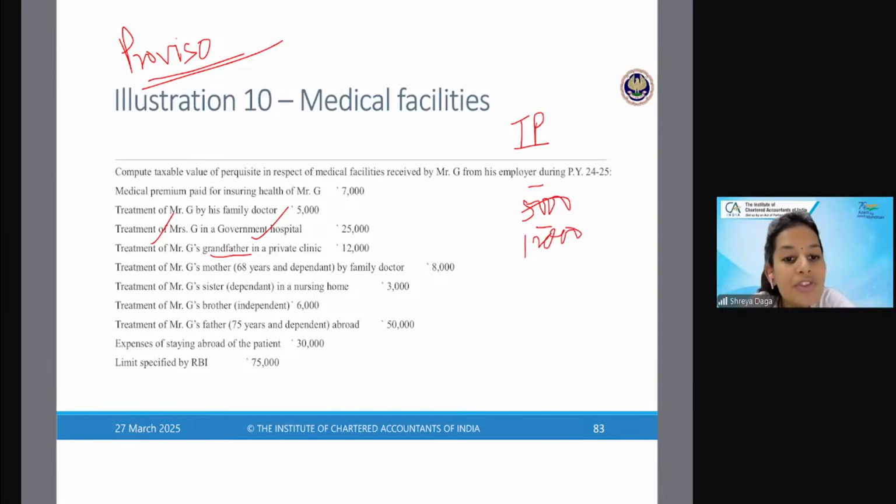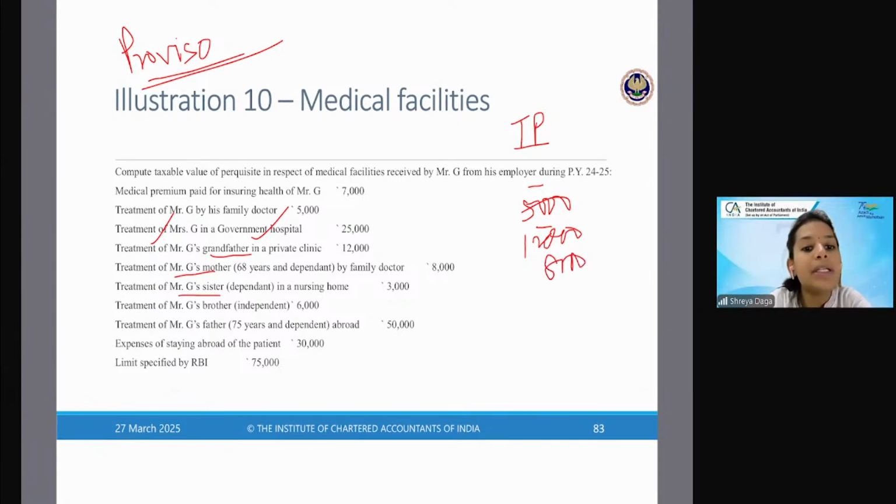Treatment of Mrs. G's mother, 68 years and dependent, by family doctor. Mother of employee who is dependent. Dependent parent is covered in family. Okay. So dependent parent is covered but by family doctor. Family doctor means it is neither a government hospital nor a company owned hospital. It doesn't look like COVID-19 and doesn't look like a specified disease. Is it exempt? Is it excluded under the proviso? No, it is taxable.